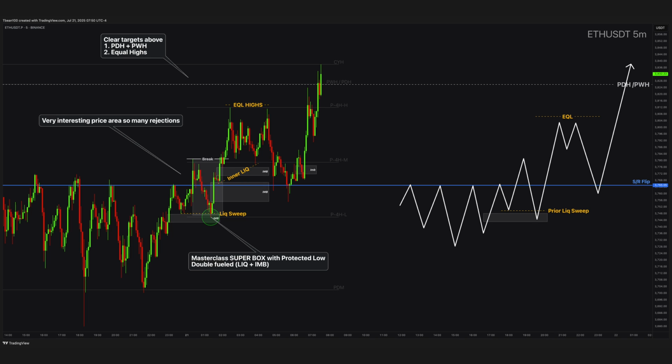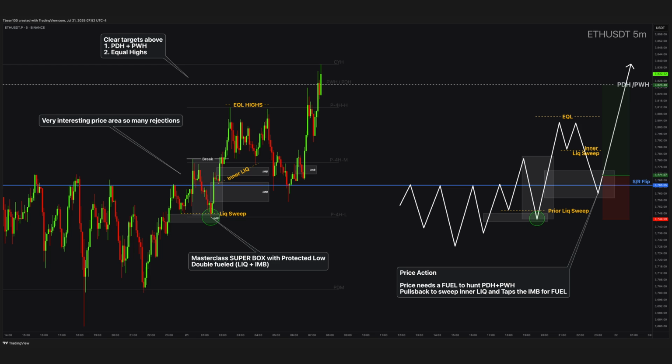3. We notice an early inner liquidity sweep with an imbalance tap. We know that price filled up here and created a masterclass superbox. 4. Now we seek another set of fuel for the final hunt, noticing this inner liquidity with inner imbalance tap area. And voila, we have an A+++ pattern here with 3 ways to trade it. Yes, you just learned 3 ways to trade a single pattern and a single chart setup.